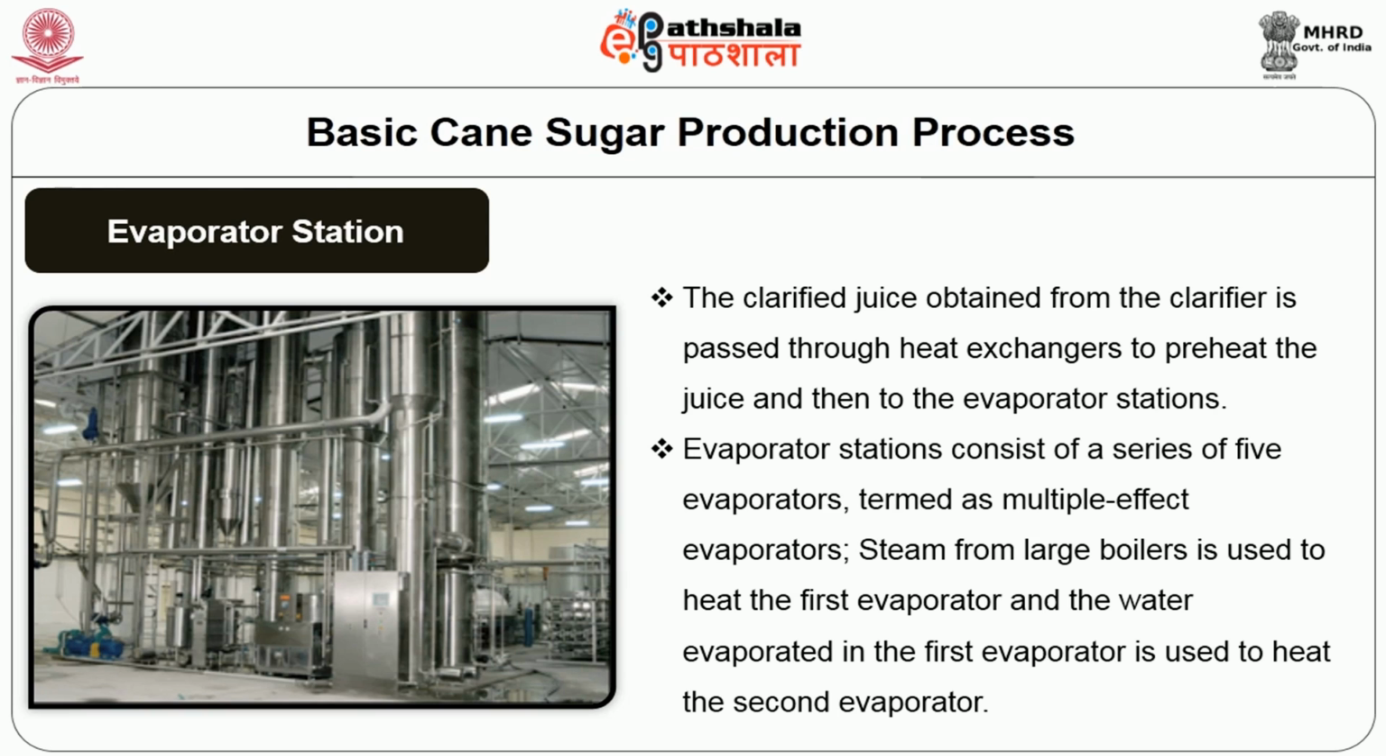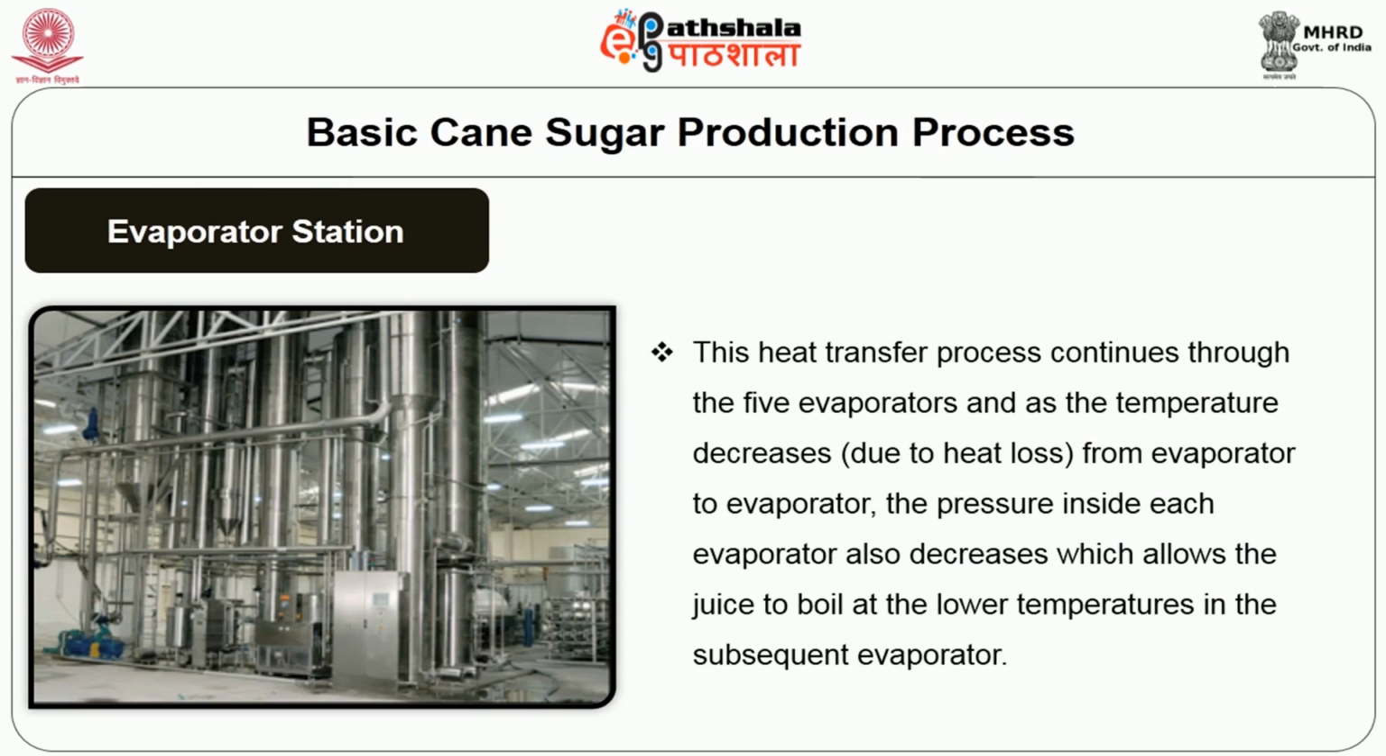Steam from large boilers is used to heat the first evaporator and the water evaporated in the first evaporator is used to heat the second evaporator. This heat transfer process continues through the 5 evaporators, and as the temperature decreases due to heat loss from evaporator to evaporator, the pressure inside each evaporator also decreases, which allows the juice to boil at a lower temperature in the subsequent evaporator.